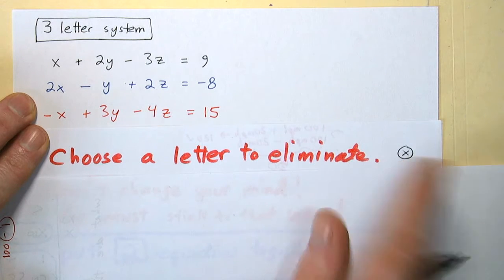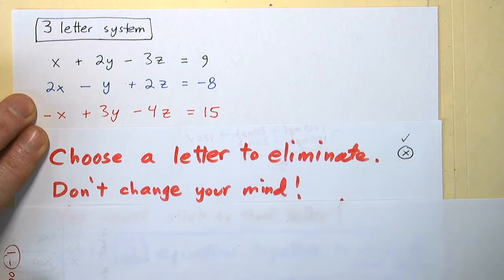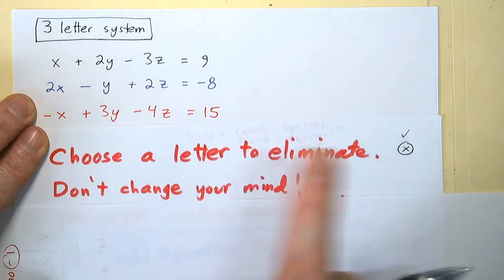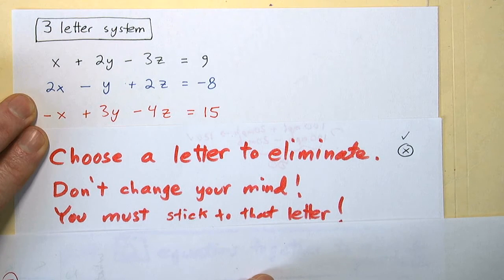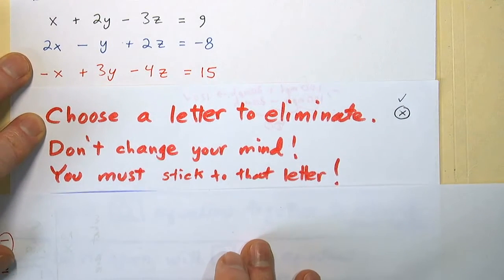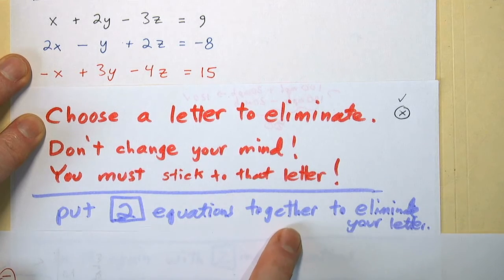Choose a letter. I choose X. Okay? Don't change your mind. That's the rule. That's the most important thing. You can't change your mind. Doesn't matter what letter, but whatever letter you pick, don't change your mind. You must stick to that letter, because here's what you're going to do. Can't handle 3 at once. Can't handle it, man. Okay. Put 2 equations together to eliminate your letter.